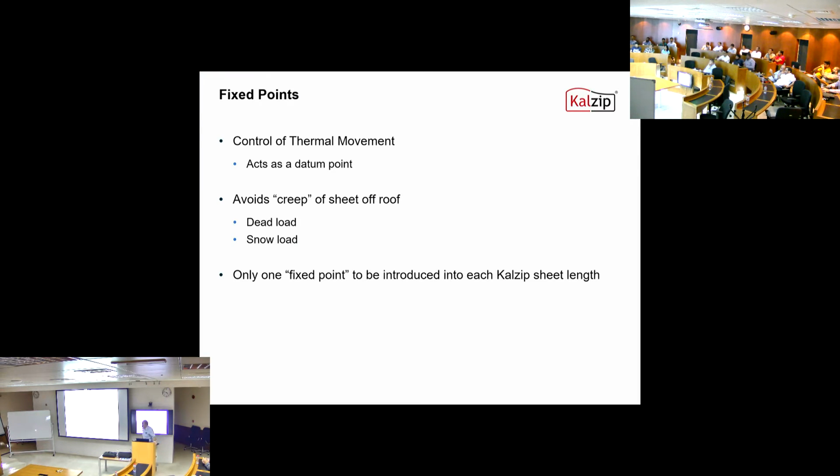So with long sheet lengths all formed on site, we have to control the thermal movement. With the thermal movement, we introduce a fixed point, which acts as a datum, and the fixed point avoids the sheet from creeping off the roof, off the supports. It considers the dead load and it considers the snow load, and only one fixed point should be introduced into each sheet length.